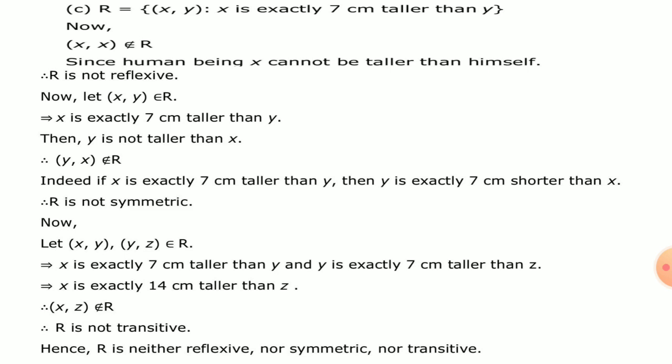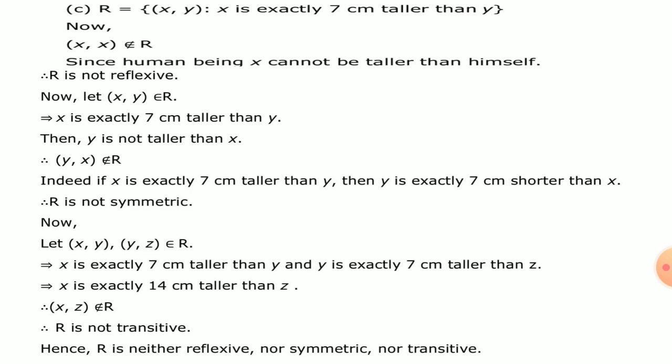7 centimeter taller than y. Here the given relation is x is exactly 7 centimeter taller than y. That means x is equal to y plus 7. So (x, x) does not belong to R, because a human being x cannot be taller than himself. Therefore R is not a reflexive relation.